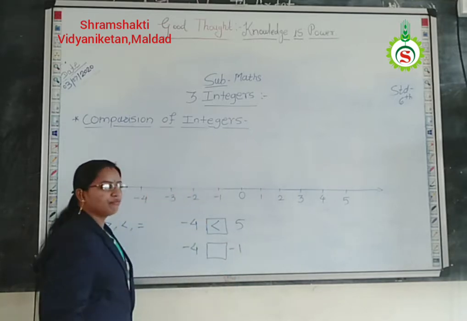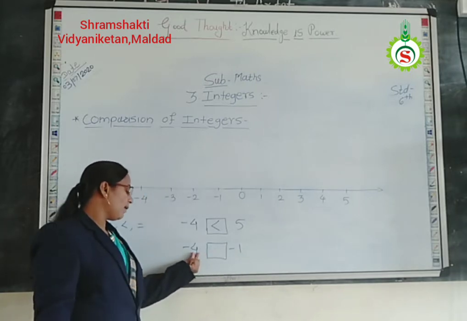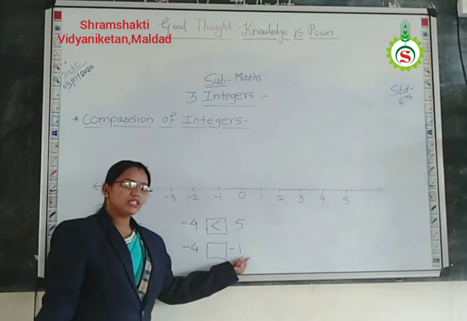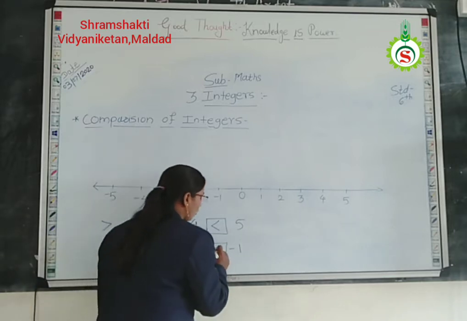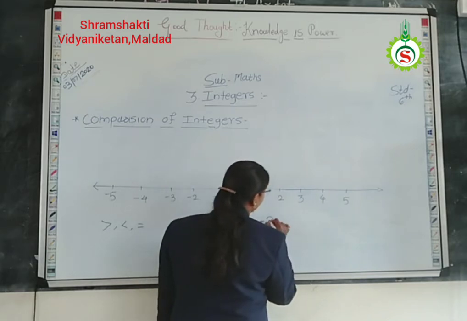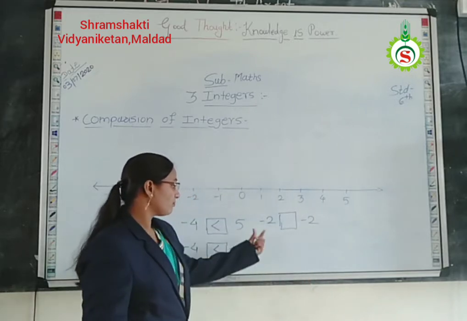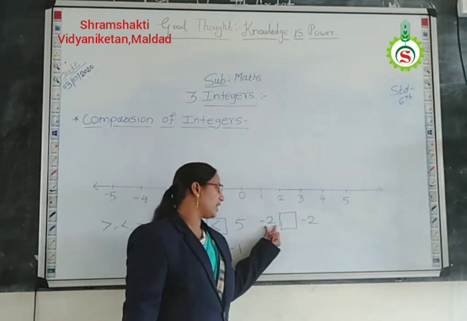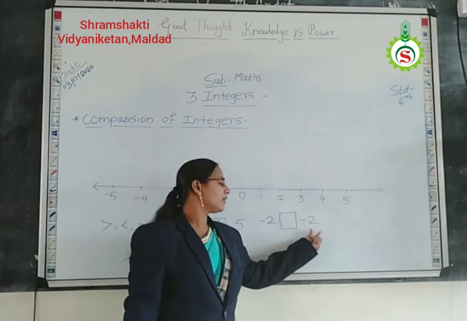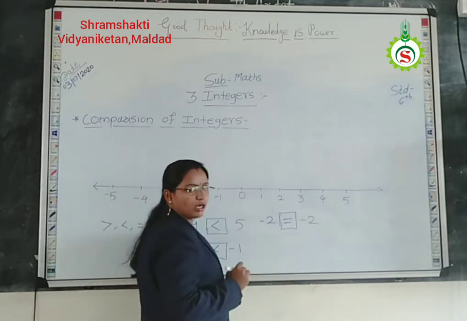Suppose I take example like this, minus 4 and minus 1. In this case, both integers have negative sign. One number is minus 4, other integer is minus 1. So, which number is greater? Here, minus 1 is greater number. Suppose I take example, minus 2 and minus 2. So, see here, first integer is minus 2 and other integer is also minus 2. In this case, the value of both the integers are same. So, we give here is equal to sign.